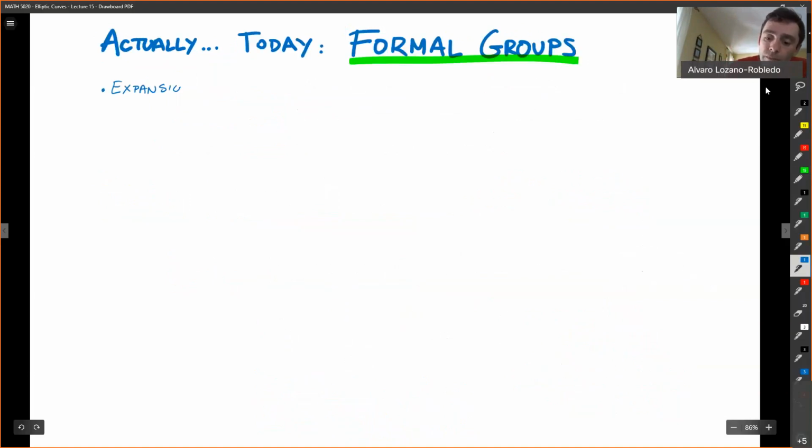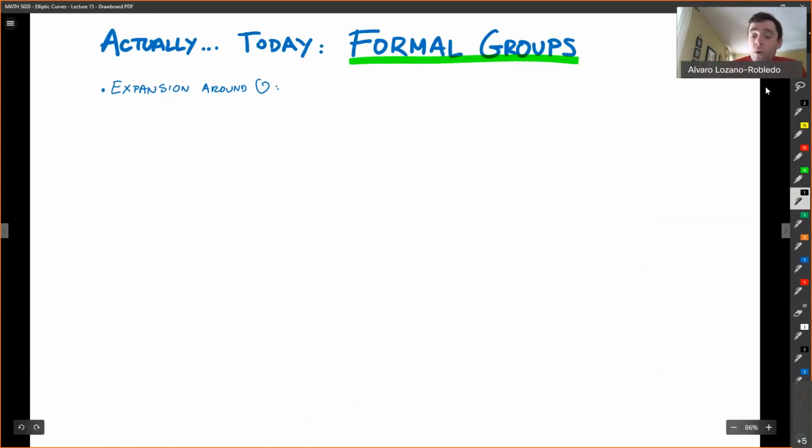So what we are going to do is an expansion of an elliptic curve around the point at infinity. What I mean by this is the following. We are going to study addition near the origin. We're going to change variables, so we are doing addition near the point at infinity, and that's going to lead to some interesting concepts here.